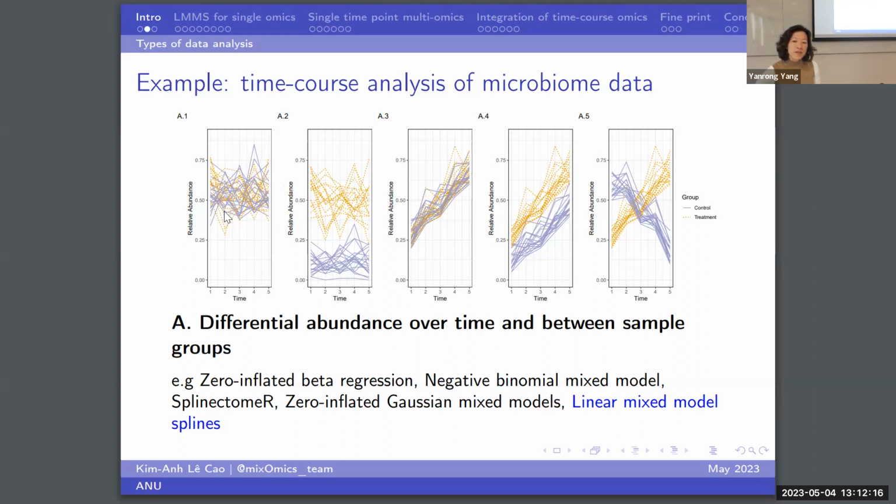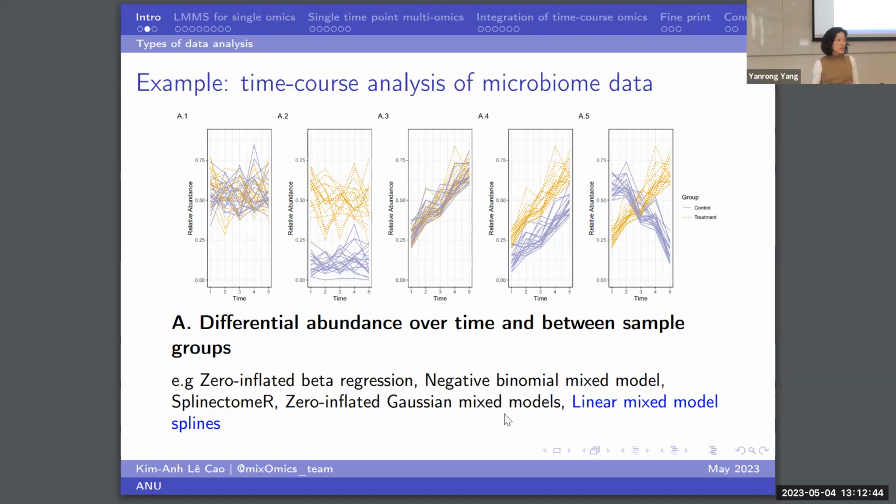And you can see that sometimes for a given bacteria, there's no group effect, there's no time effect. So the time is on the x-axis and the abundance of the bacteria is on the y-axis. You can see that there is a group effect, or there is a time effect, or there is a group and time effect, or there is an interaction.